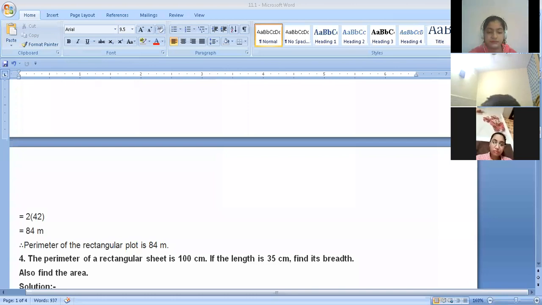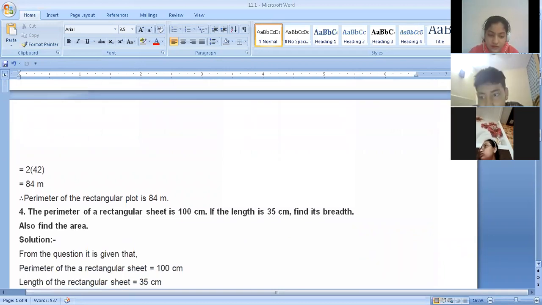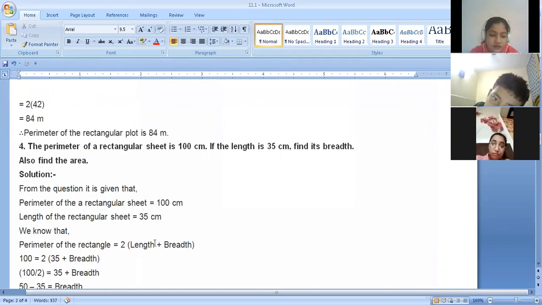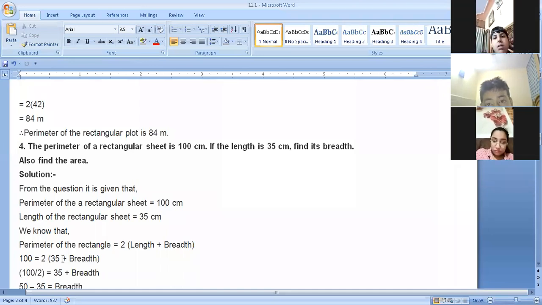So we need a... Ma'am, we need to divide perimeter by length. First of all the perimeter is given 100 cm and the length is given 35 centimeters. Yes. So the perimeter is 2 into length plus breadth. So perimeter is given 100, length is given 35. We have to find out the breadth.